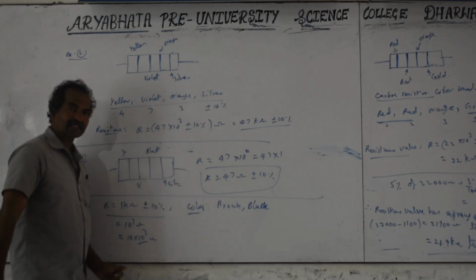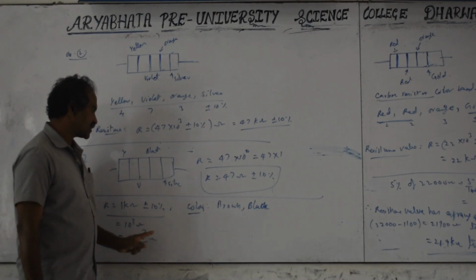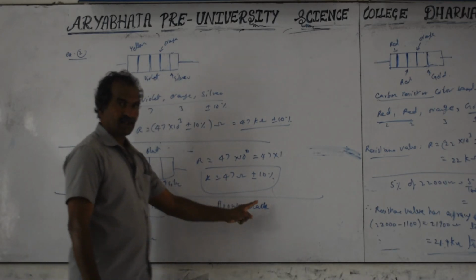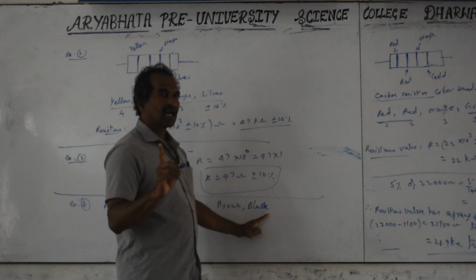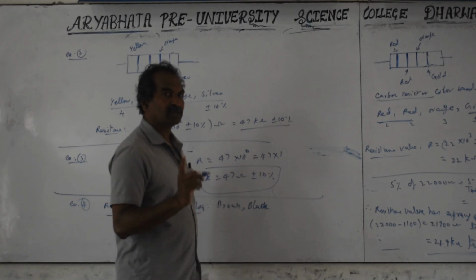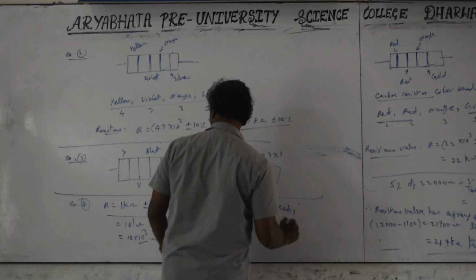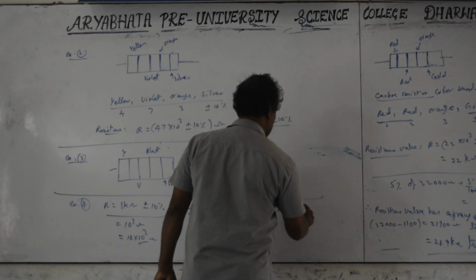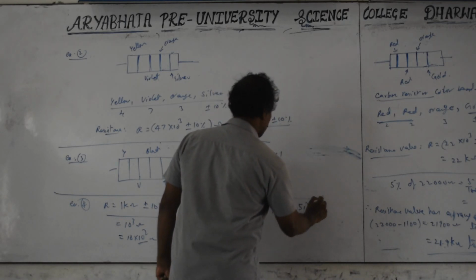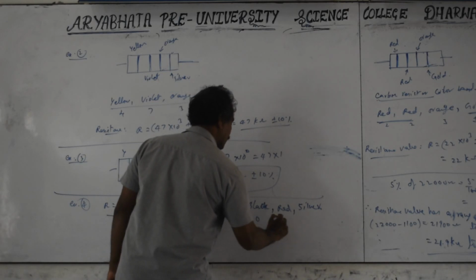Take the colors like this. 10 to the power of 2 means what you get here is black, meaning 1 and 0. Next, 100 is required, meaning 10 to the power of 2 is required. 10 to the power of 2 means what? Red. And next, 10% means what? Silver. It is a color code. This is 1, 0, 2.